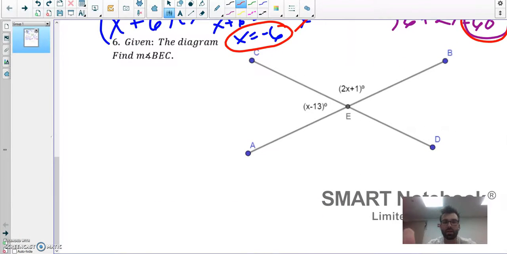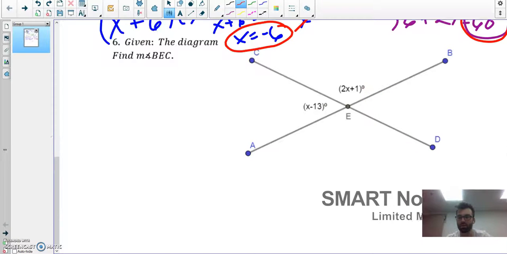Last one here. Given the diagram. So I'm given this diagram and you're like, well, yeah, no kidding, there's a diagram there, right? But that's very important that we say that, because we're given this diagram. Well, what are the things that we can pull out from the diagram? Well, I can see that these two lines intersect. They meet at this common point there. I can assume from this diagram that these two lines are straight.